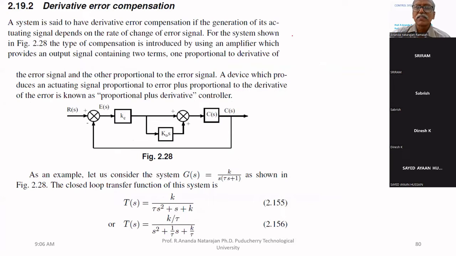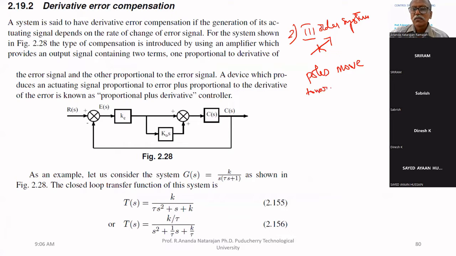Another problem with K, the second problem, is that from third order systems onwards, if K increases, the poles will move towards the RHP.